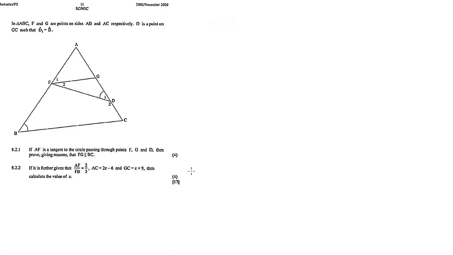Let me draw a circle. Now, the circle we are talking about: if AF is a tangent to the circle passing through points F, G, and D, then prove, giving reasons, that FG, this line, is parallel to BC. There's no circle on the sketch, but I'm just drawing the circle so that you have a better understanding of the question.